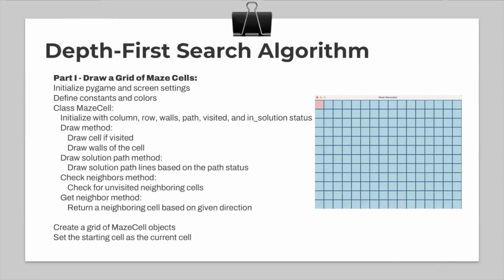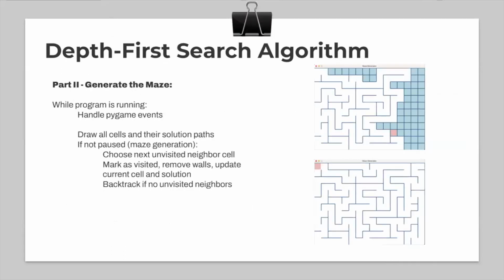The first part of the code is to draw a grid of maze cells. I imported Pygame of Python to draw the grid of maze cells and then set up constants such as colors of the wall and the cells, and mark all cells as blue, meaning unvisited cells, and mark the current cell as pink. The second part, maze generation, is to mark the top left cell as the current cell and mark it as visited. While there are unvisited cells, choose randomly one of the unvisited neighbors to generate the maze until there are no unvisited cells.